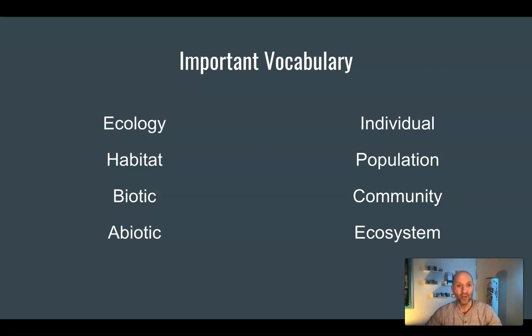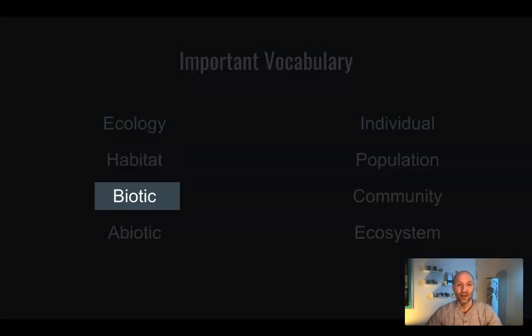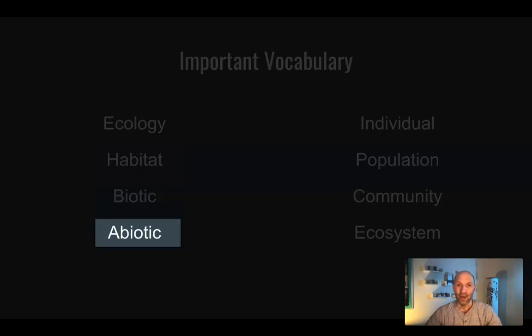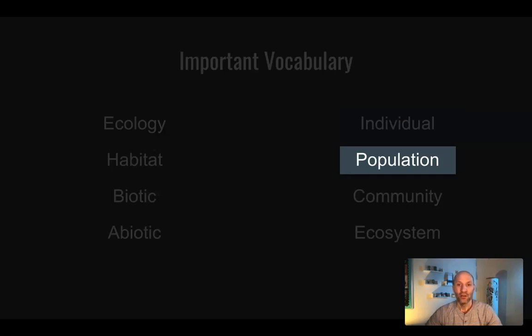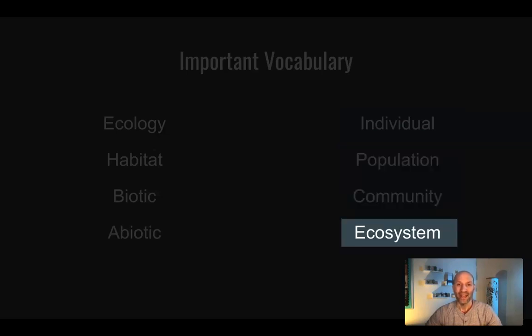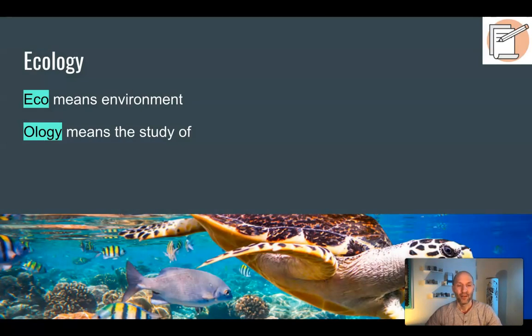In this video, we'll be going over the words ecology, habitat, biotic, abiotic, individual, population, community, and ecosystem. First, let's start with the word ecology.